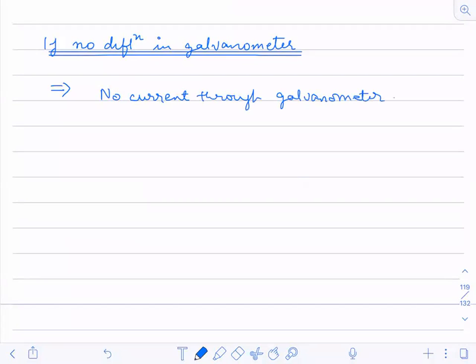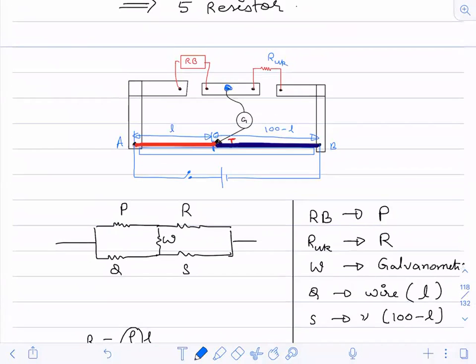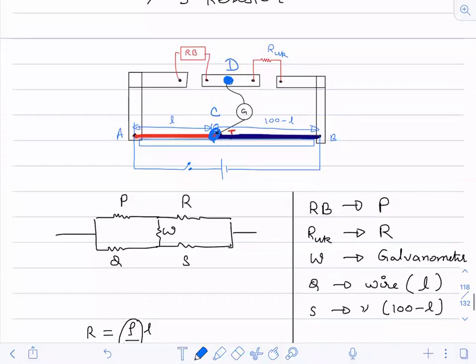If there is no current through the galvanometer, can I say that the potential is the same? Yes, the potential of this point, suppose this point I am taking as D, and let us take this point as C. So the potential of D and C will be what? Same.